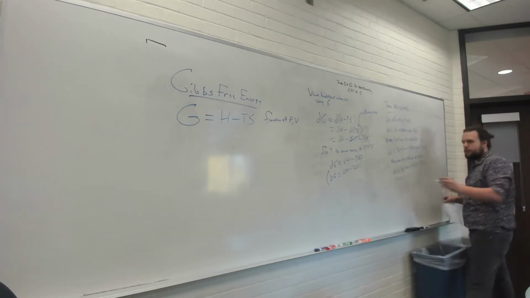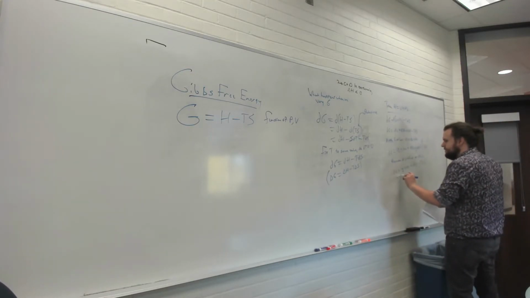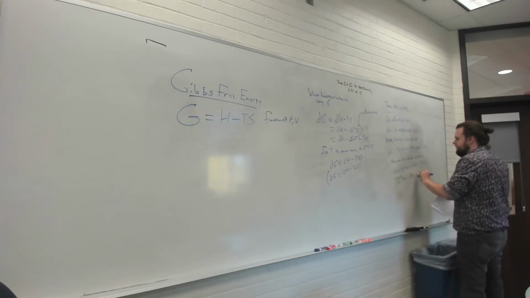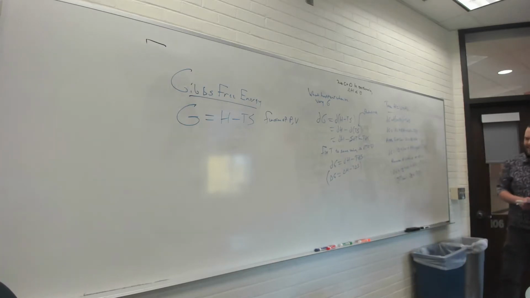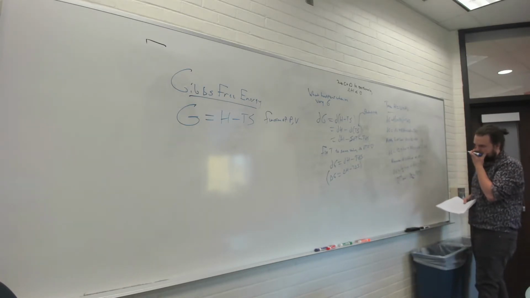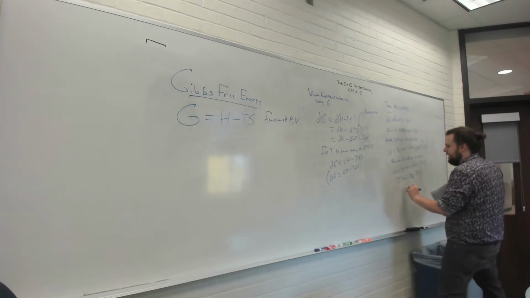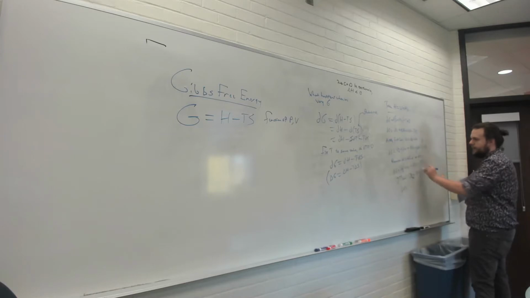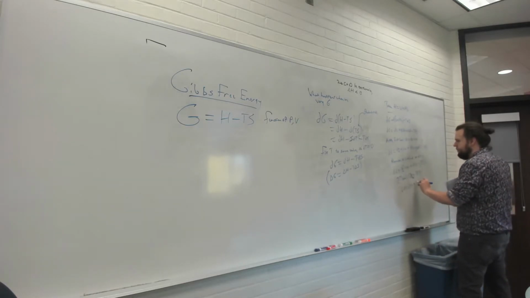But one more thing, the second law says that dq is equal to TdS, right? That's what the second law says for a reversible process. We'll just assume reversibility. So we can say now dG is TdS minus TdS. These go away. We're left with dw plus pdV.